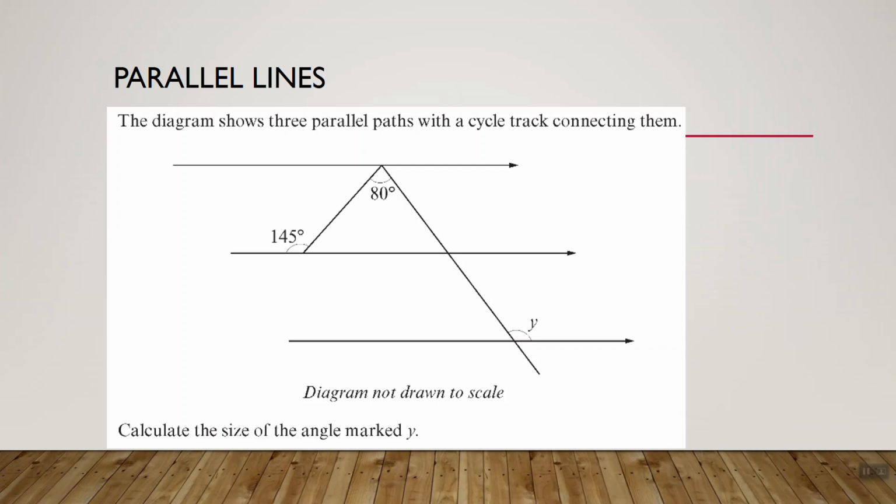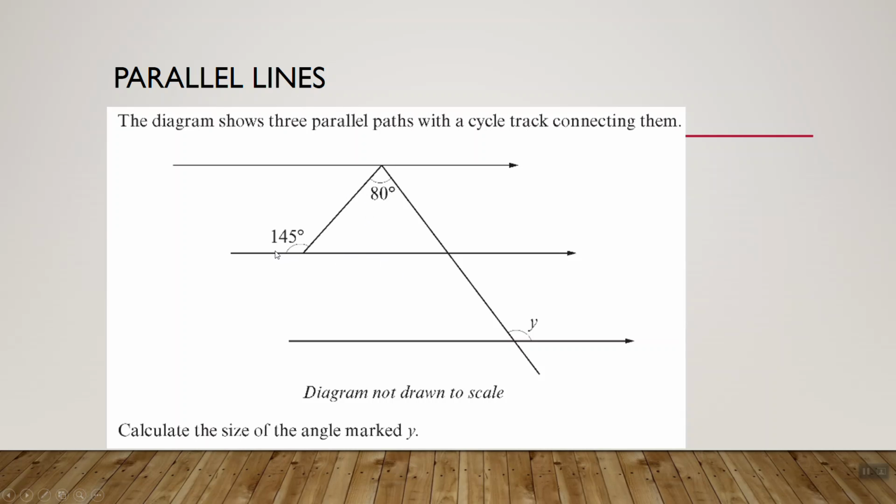So you can see here the diagram shows 3 parallel paths with a cycle track connecting them. So we've got 3 pairs of parallel lines there, and we've got this one line which is intersecting all 3 of them, and another one which then creates this triangle. We need to find the size of the angle marked Y, which is down there. At the moment, we don't know any of the angles there, so we have to work out how to get here using the information that we have with the angles up here.